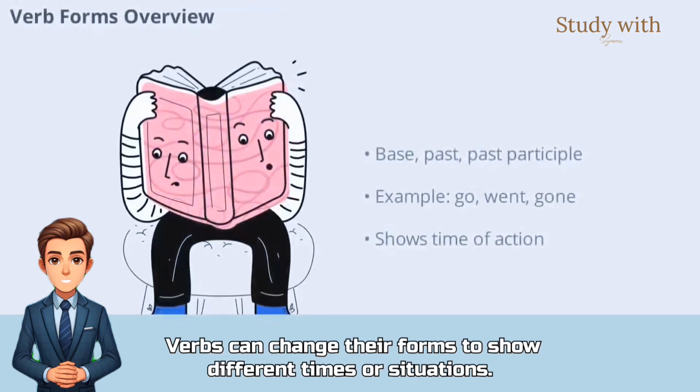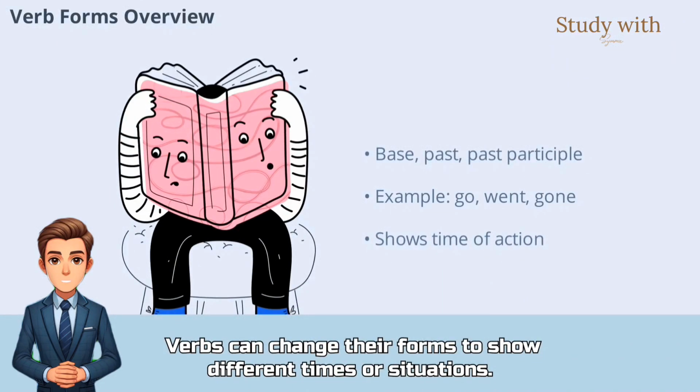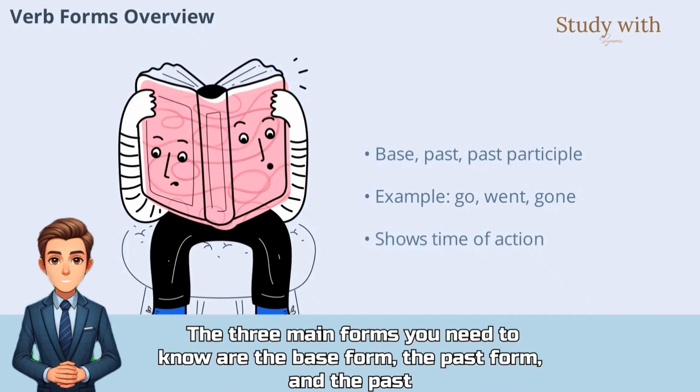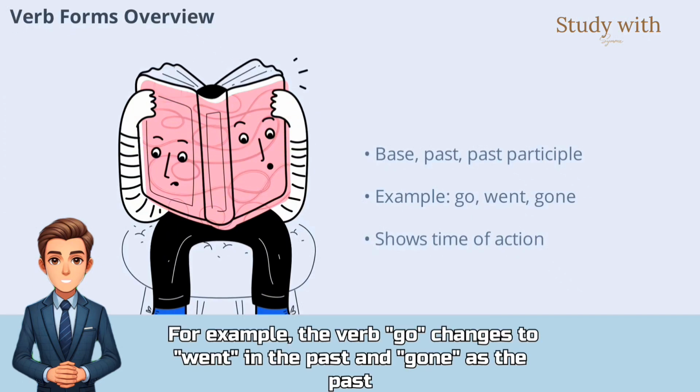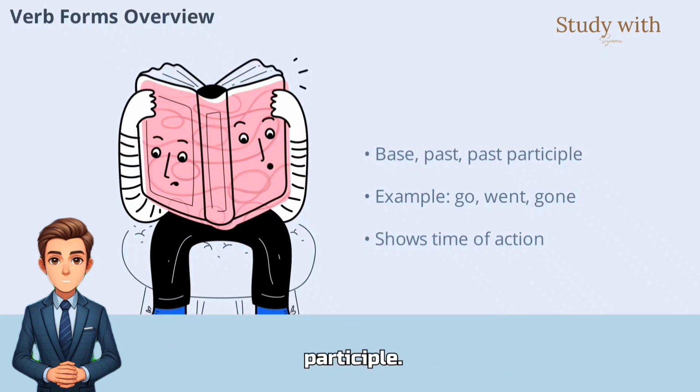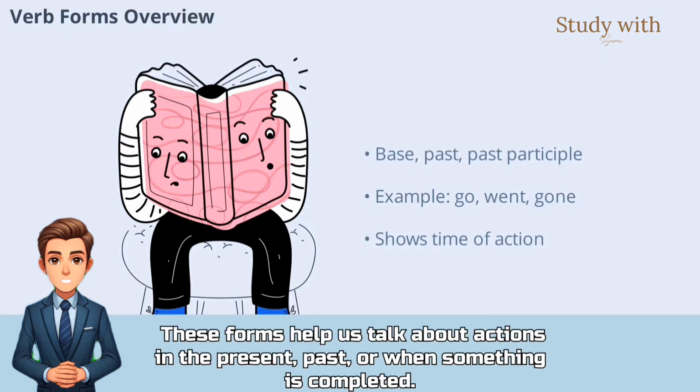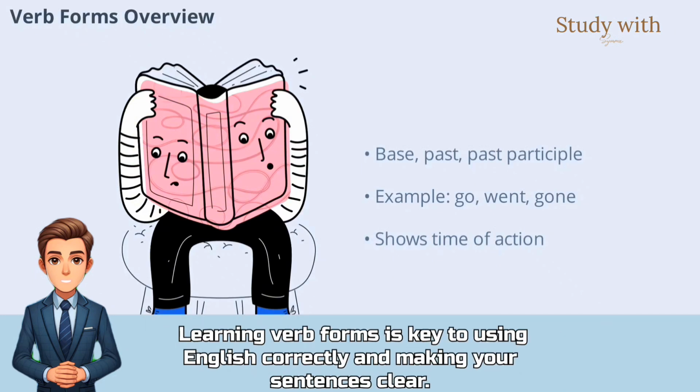Verbs can change their forms to show different times or situations. The three main forms you need to know are the base form, the past form, and the past participle. For example, the verb go changes to went in the past and gone as the past participle. These forms help us talk about actions in the present, past, or when something is completed. Learning verb forms is key to using English correctly and making your sentences clear.